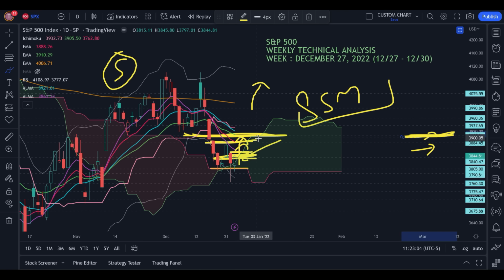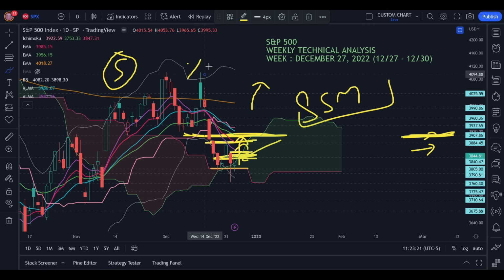Beyond 3907, each and every point is a subsequent level, meaning it can give up from any point or any level. Then we will have to see the intensity of this upward movement.